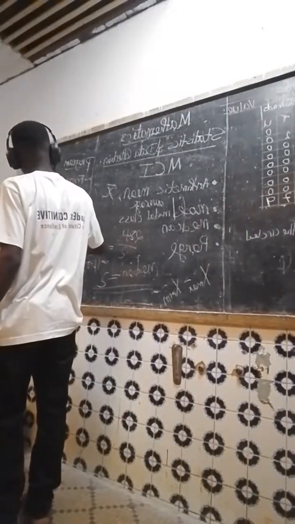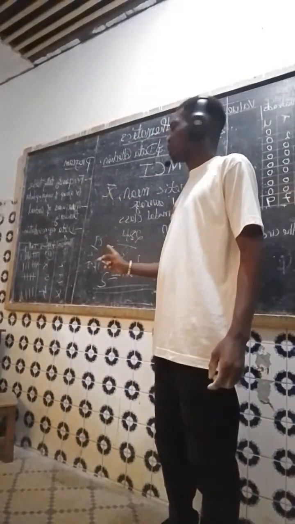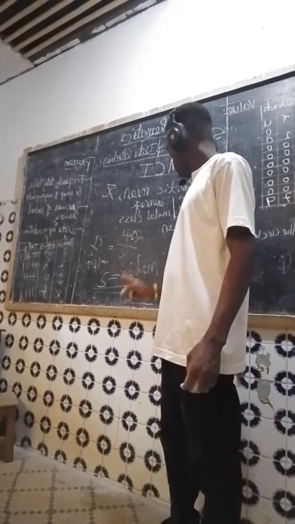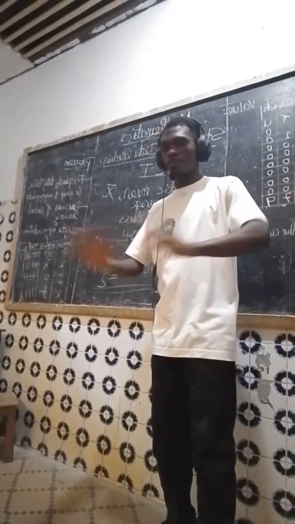Now we are going to data representation. Representation of data. After doing data representation, statistics is done, and then we go to probability.